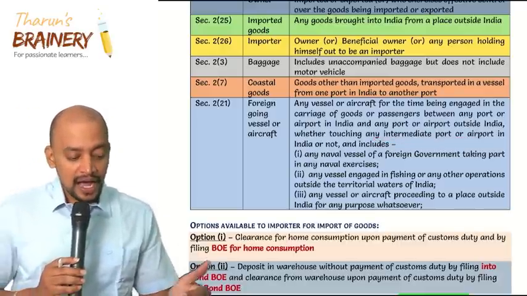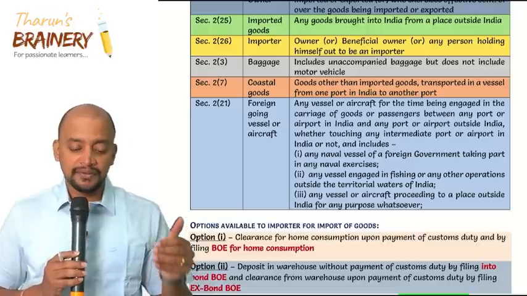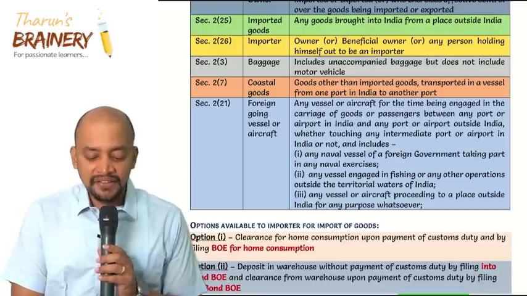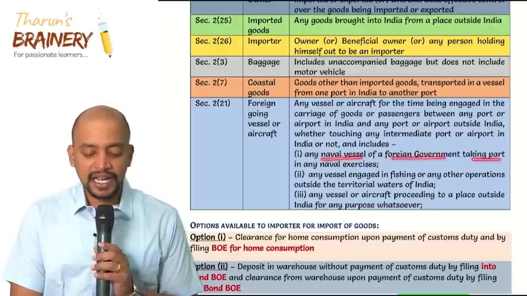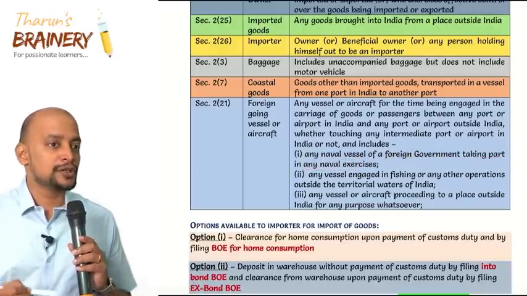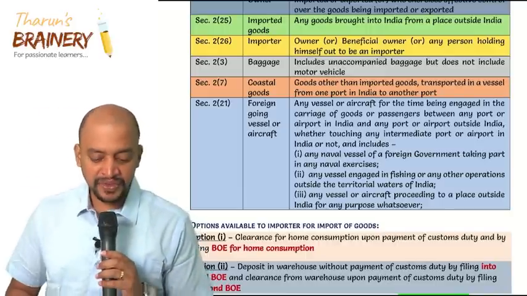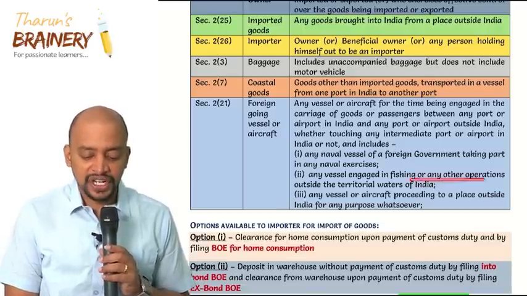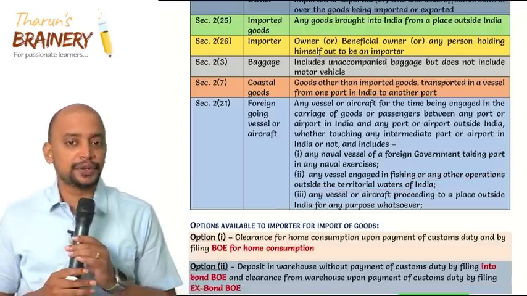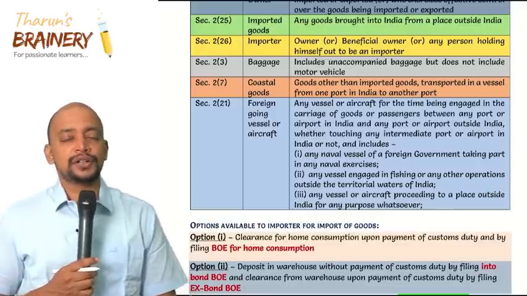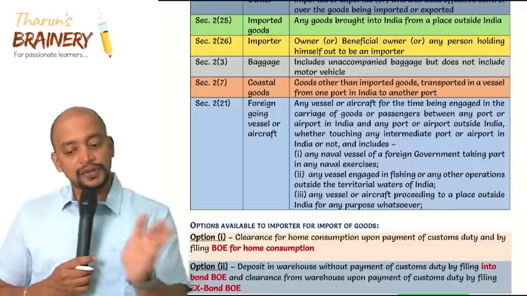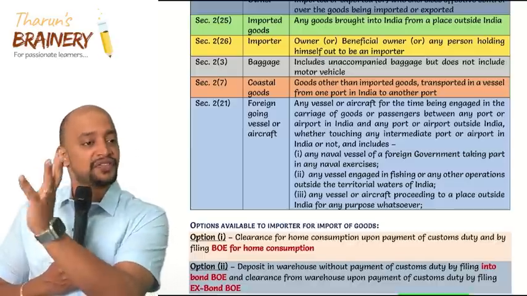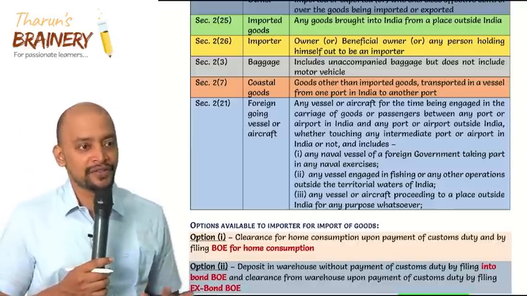Now, apart from this, even some other aircraft and vessels will come under foreign going vessel or aircraft. A navy vessel of a foreign government taking part in any naval exercises is also called a foreign going vessel or aircraft. Then any vessel engaged in fishing or other operations outside the territorial waters of India. So what are the territorial waters of India? 12 nautical miles. After 12 nautical miles, if there is any ship or boat that goes for fishing, even that is also called a foreign going vessel or aircraft.